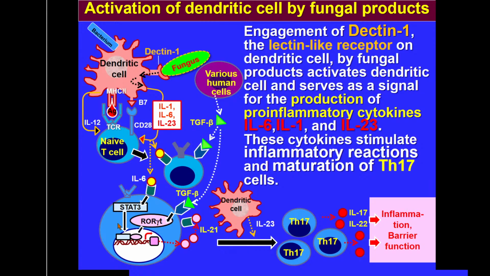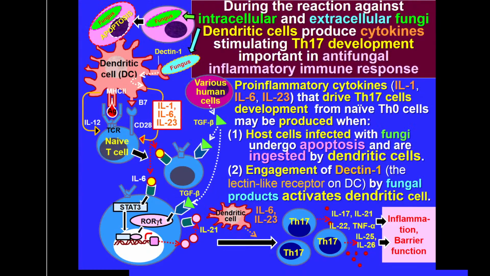Additional stimulation of the transformation of naive T helper cells to mature T helper 17 cells is the secretion by different cells of transforming growth factor beta, which in complex with interleukin 21 stimulates differentiation of CD4 T cells to T helper 17 cells. Th17 cells are an important part of the cellular antifungal immune response.